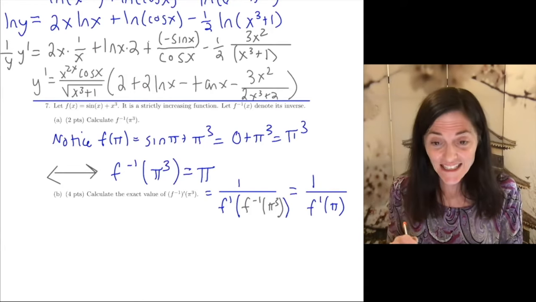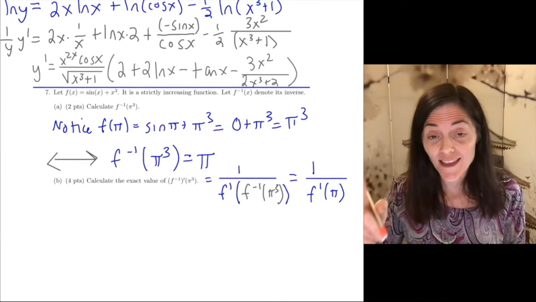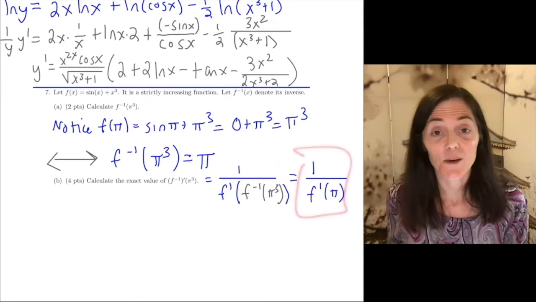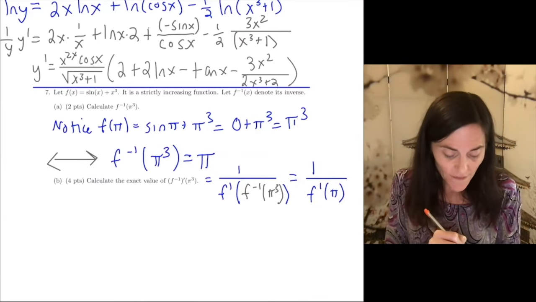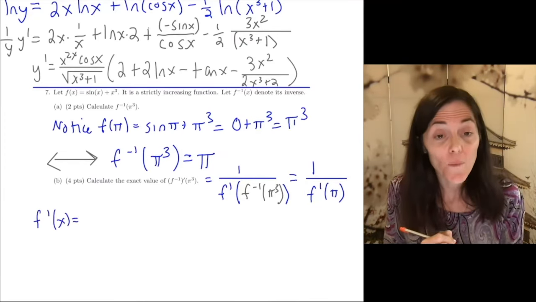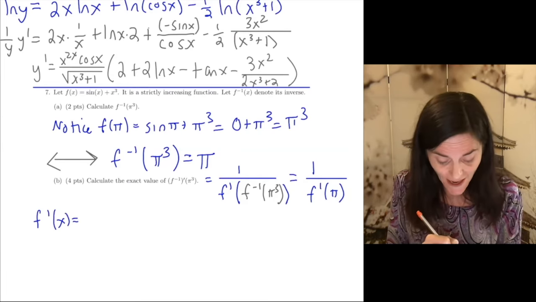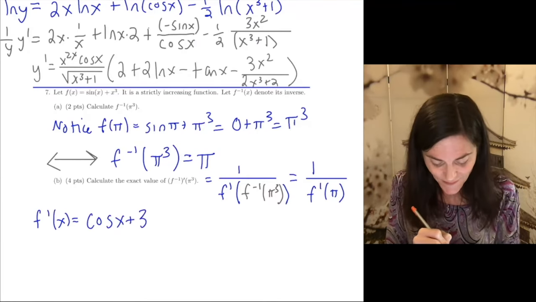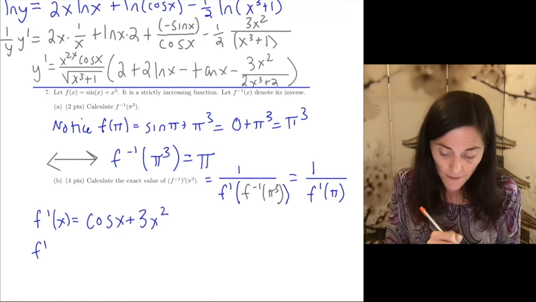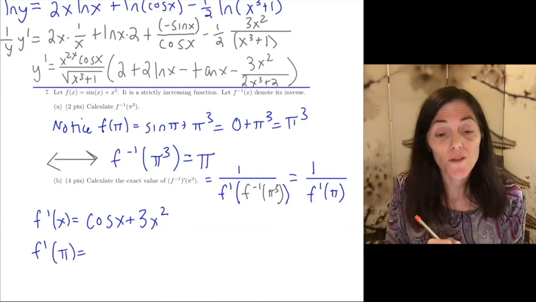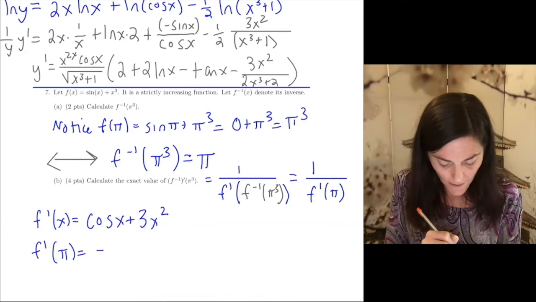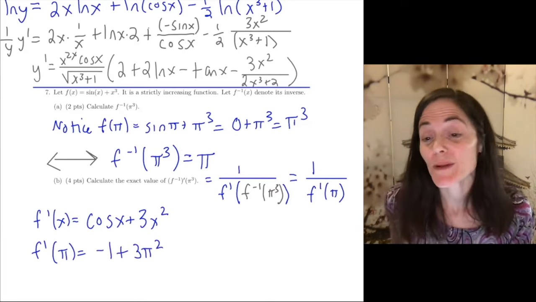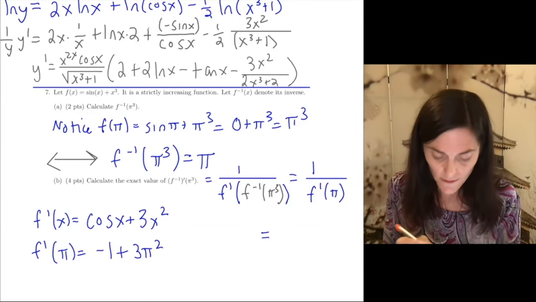Okay, great. Now, what do we need to do? Calculate the derivative of f. Evaluate at pi. That's this. And then take 1 over. So the derivative, well, we can certainly differentiate this function. Derivative of sine is cosine. Derivative of x cubed is 3x squared. And the derivative at pi is, well, the cosine of pi is minus 1. And then here we get 3 pi squared. So now I'm ready for my final answer.